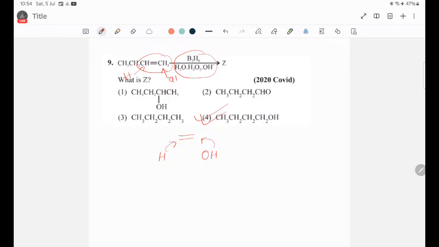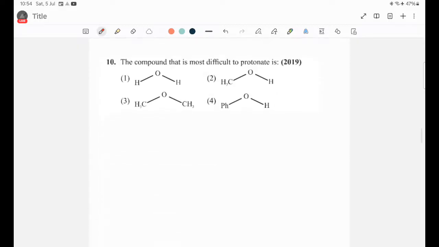Now you can do this question within 5 seconds, right? Within 5 seconds you can crack this question. You don't need to think about it for 1 minute. Okay, now question 9 is already attempted. Now moving to question 10.